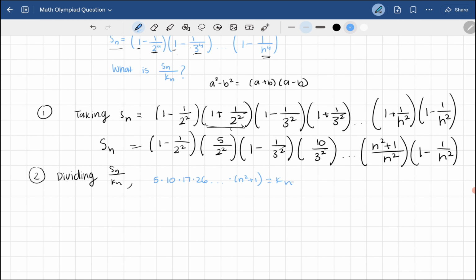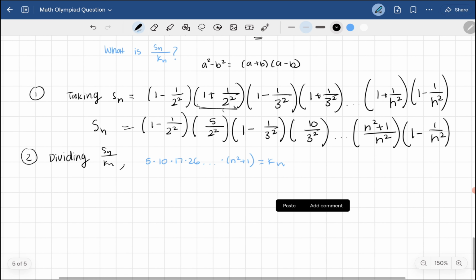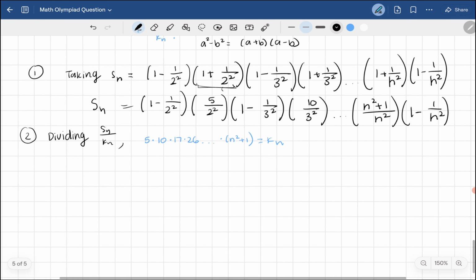All right, so this is Kn as shown in the example. So right now I'm just going to hide the question because we don't really need that right now. We already have all the information here. This is Sn and this is Kn. Now let's just start dividing.